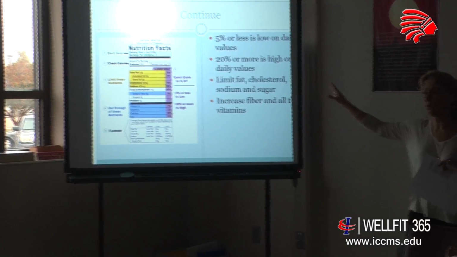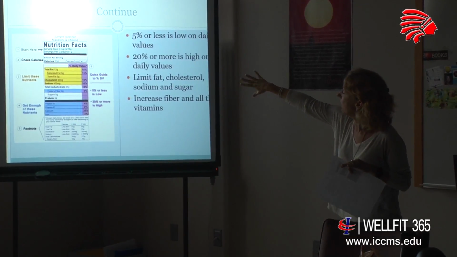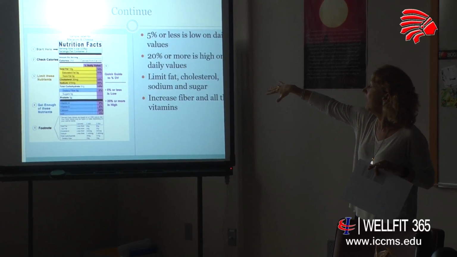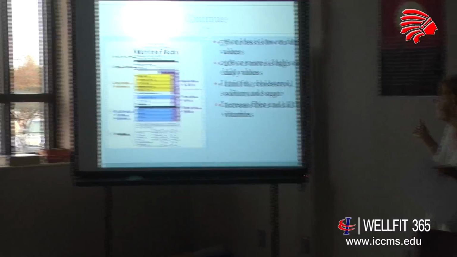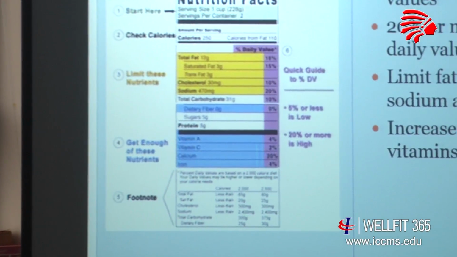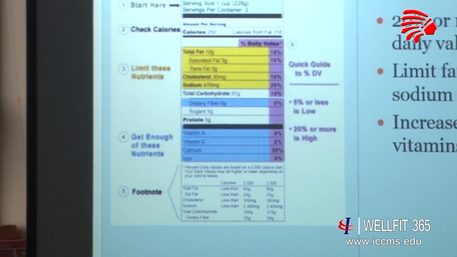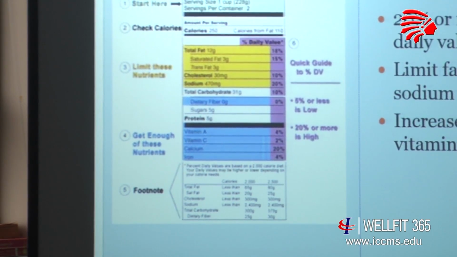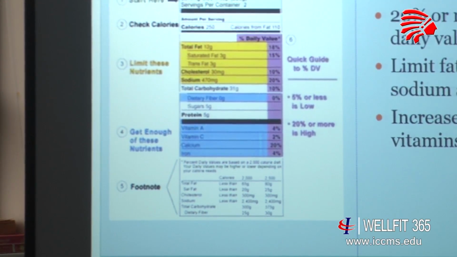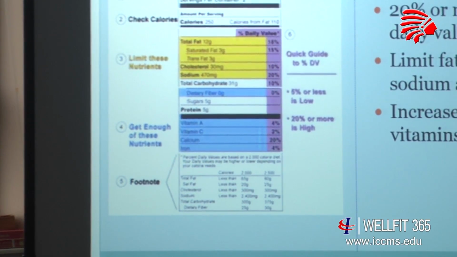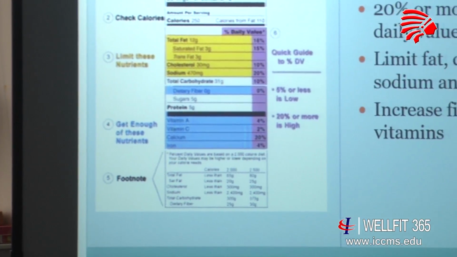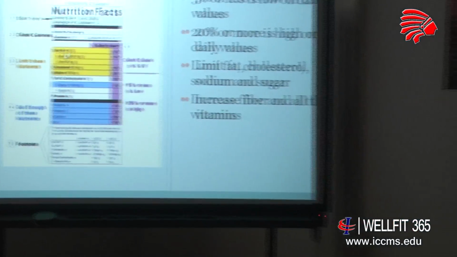And what you want to try to do, the nutrients that are outlined in yellow, those are the ones you want to limit. That's like fat, saturated fat, trans fat, cholesterol, and sodium. Those are the ones you want to try to stay away from, get lower. And then the ones you want more of are the ones in blue, like fiber. You want more fiber and more of the vitamins that are listed down there. So the more fiber and vitamins a product has, the better the product is as far as reading the label.